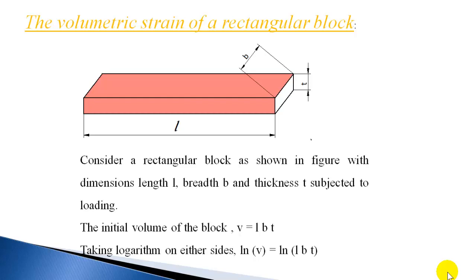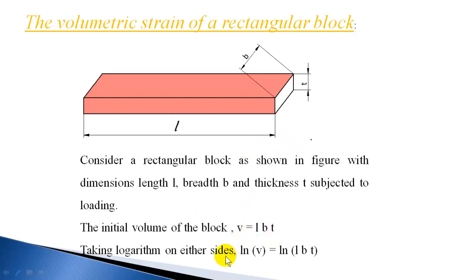Now let us consider a rectangular block. We are finding out the volumetric strain of a rectangular block. The dimensions of the block are length L, breadth B and thickness T, and it is subjected to some kind of loading, and as a result of this loading, length will change, breadth will change, thickness will change. We have to find out the volumetric strain caused by this loading. Initial volume of the block is V is equal to LBT.